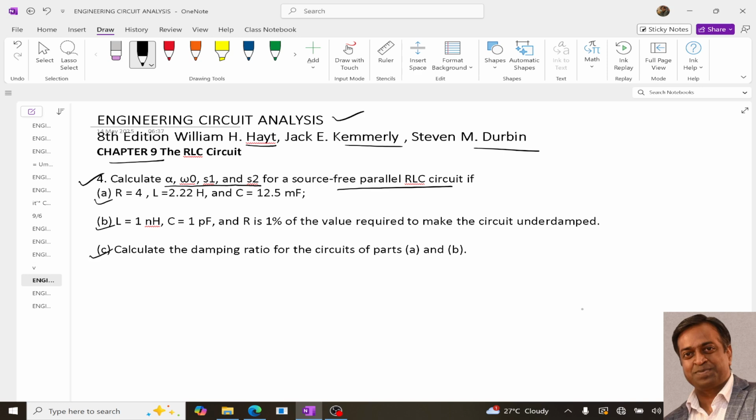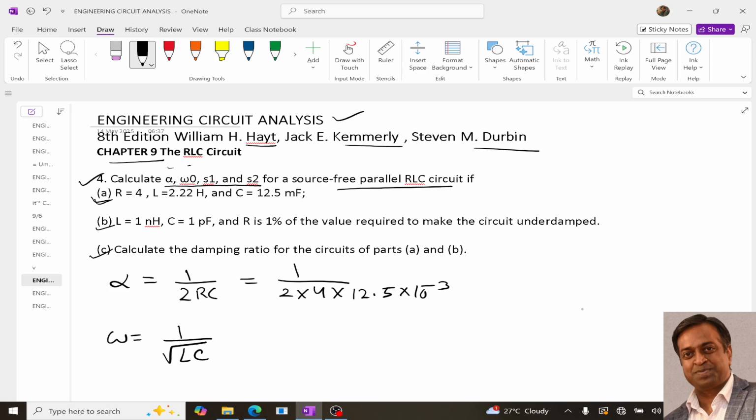So over here we know that alpha and omega naught for the parallel RLC circuit, alpha is given as 1 upon 2RC, omega naught is expressed as 1 upon root LC. So for the first case, substituting this value we will get alpha and omega naught. So 2 into R is 4, C is 12.5 into 10 power minus 3, right? So if you solve this, you will get the answer as 10 radian per second.